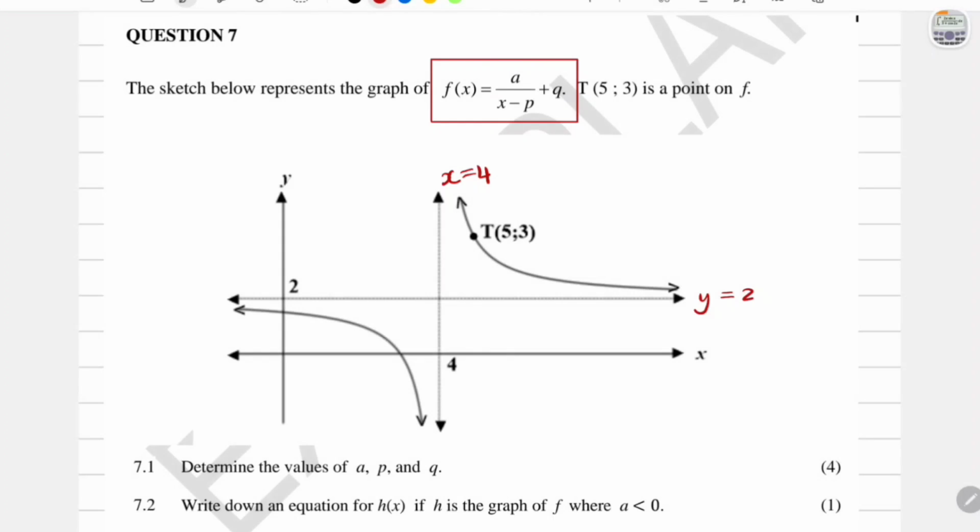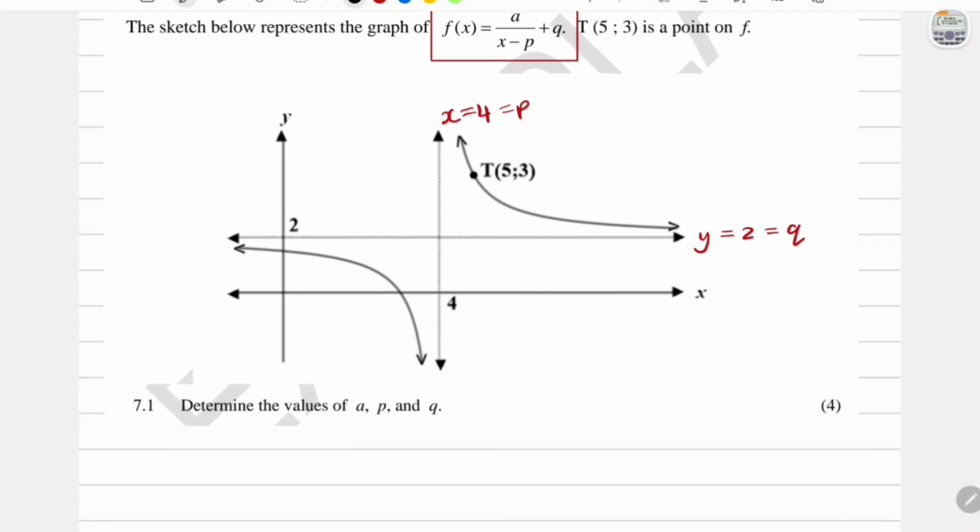So we just need to figure out what p and q are. P, first of all, is going to be the value of your vertical asymptote. So that's p. And then q is the value of your horizontal asymptote. So that's q. We're just going to have to substitute. That's really all. Well, we already found p and q. Okay, so let's go ahead and do that. We're going to tell them, first of all, we know that p is equal to 4. And we know that q is equal to 2.